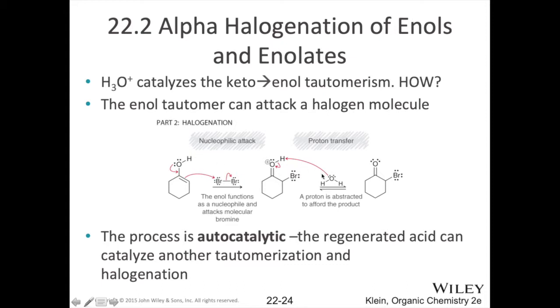And of course, you need something to deprotonate the resulting molecule to give you this neutral ketone with a bromine at that alpha position. Okay, and of course, you have HBr as your byproduct.